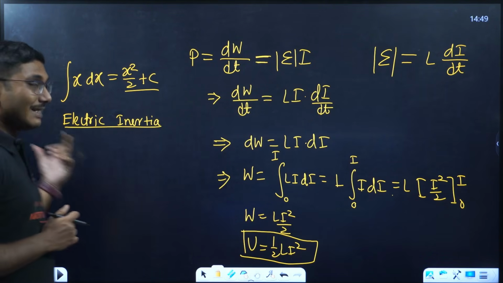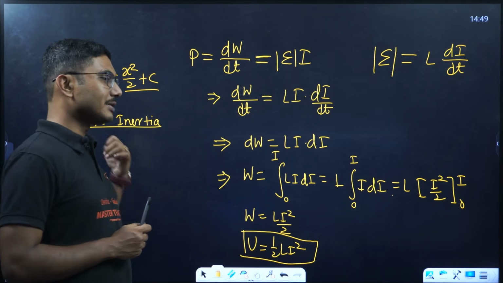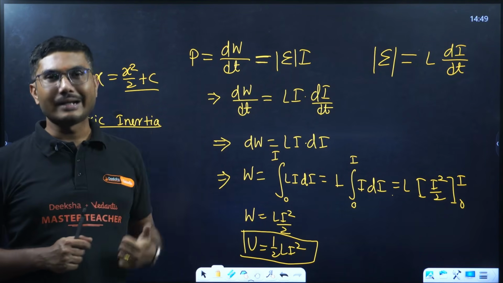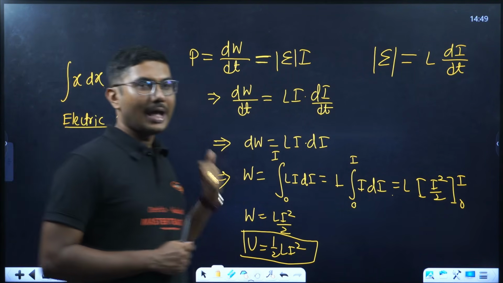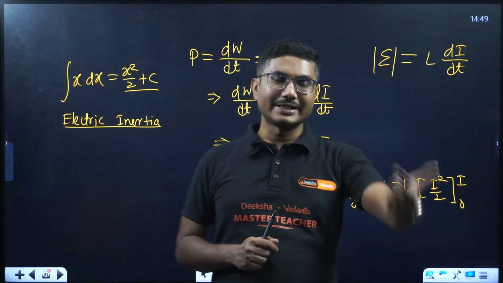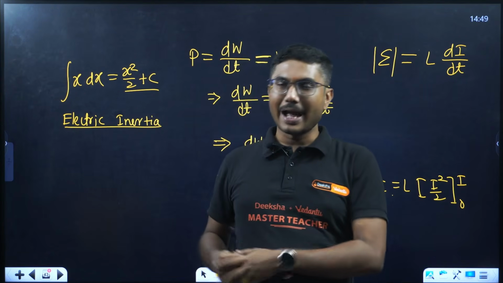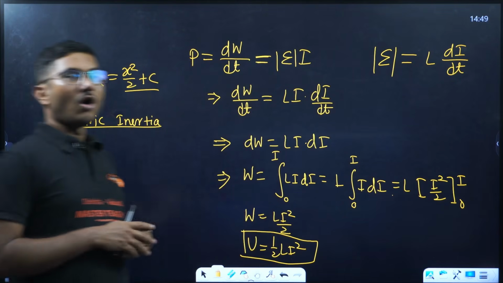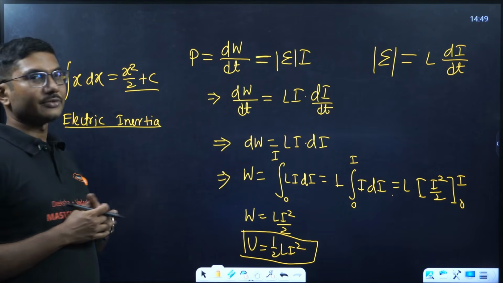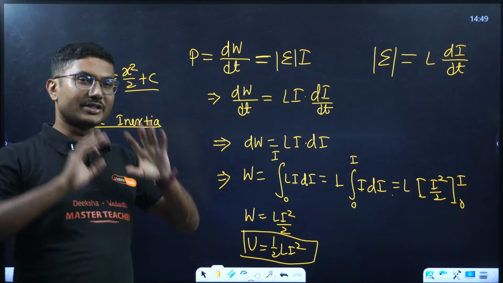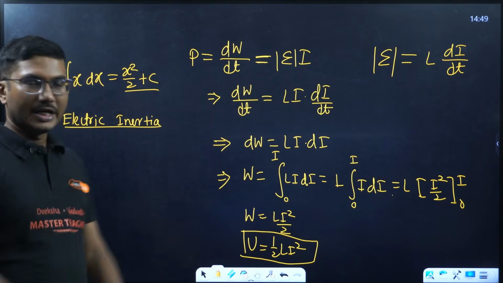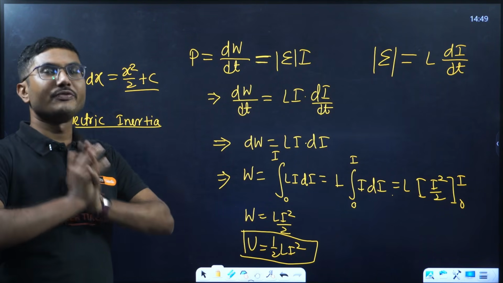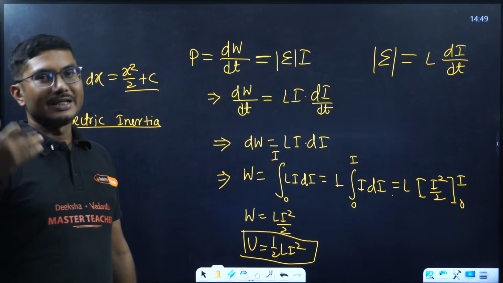So electrical inertia is the same thing. It is trying to keep the current in a coil the same as it was before. If it is increasing, it will try to decrease it back. If it is decreasing, it will try to increase it back. That property of inductance is why it is called electrical inertia. It tries to prevent any change. Inertia means anything which tries to prevent any change.